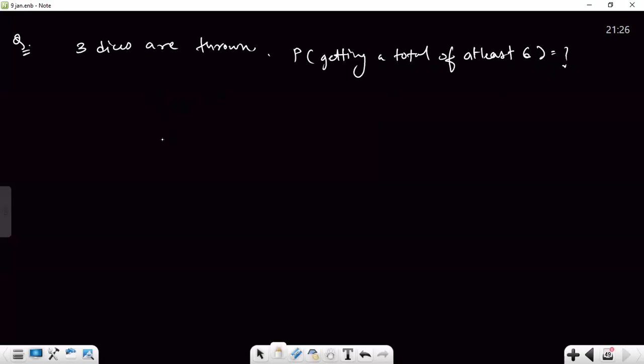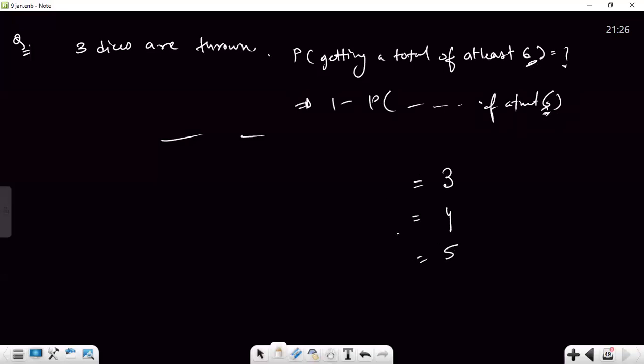I guess we have discussed this question where we have calculated that at least 6, 7, 8, and then till 18. If we count all the cases, that will be a lot for us to discuss. Instead of that, we'll calculate it by 1 minus probability of its reverse, getting a total of at most 6. At most 6, but the case of 6 will not be included, because here 6 is included. Here we will exclude the 6. So getting a sum of 3, 4, 5. We'll consider these scenarios only.